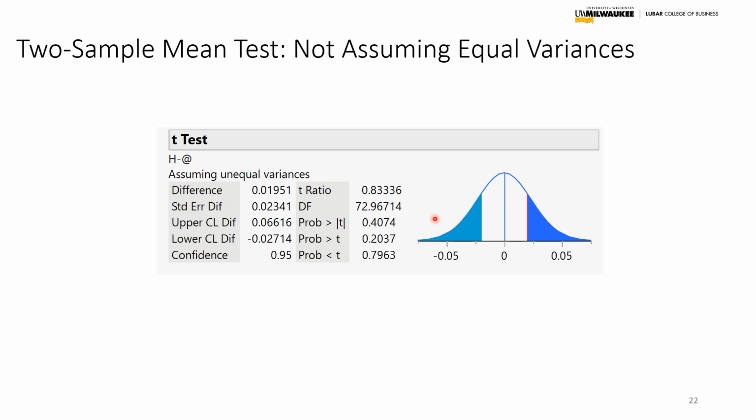However, if we have a situation where the variances between the two samples, suggesting the variances between the two populations, are very different, then we could get dramatically different results between the pooled t-test and this test. And this test would be the more appropriate test under that scenario.